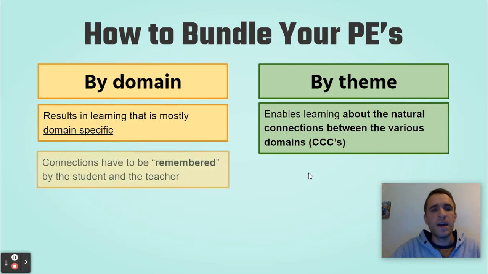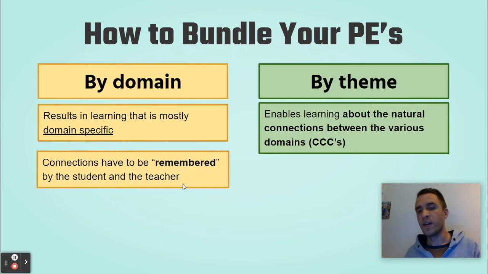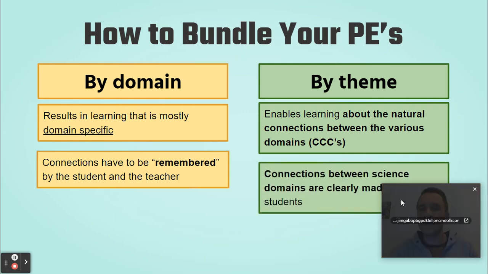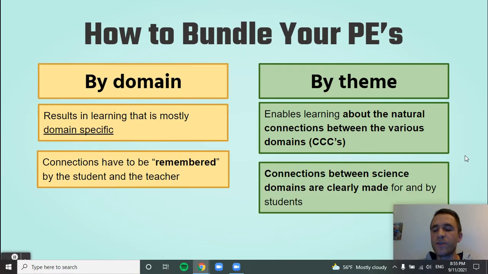If you do by domain, connections often have to be remembered by the student and the teacher. For example, you did a life science unit to start the year, and now you're on a physical science unit, and you're like, oh guys, remember way back when we did that unit on life science, and we learned about this and this and this? That applies here too, right? So you're looking back to remember those connections. Whereas if you organize your PEs by theme, generally those connections between science domains are clearly made for students and by students, right? Students are more easily able to see those connections and make those connections themselves, as opposed to having to remember back to when you did something previously.